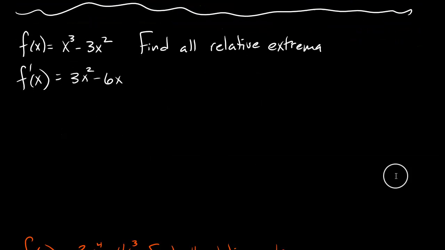Let's find all the relative extrema. So our function that we're going to use is x cubed minus 3x squared. And immediately I would have you find the derivative, because that's where things happen, right? So our derivative is 3x squared minus 6x. And then we have to figure out what to do from here.